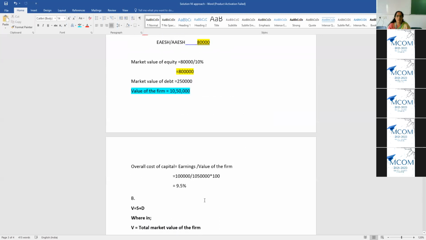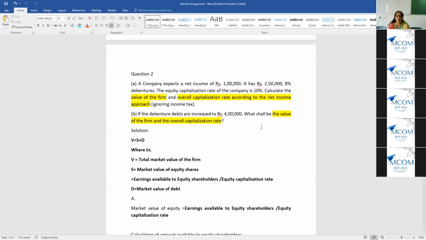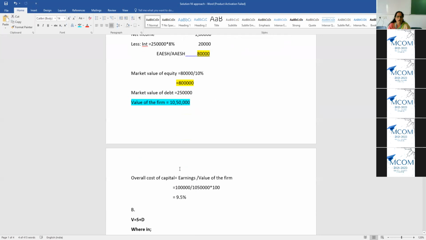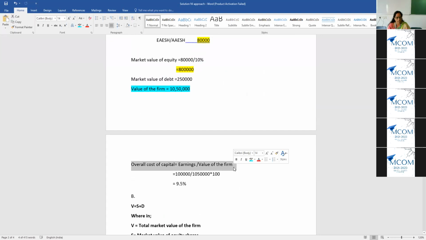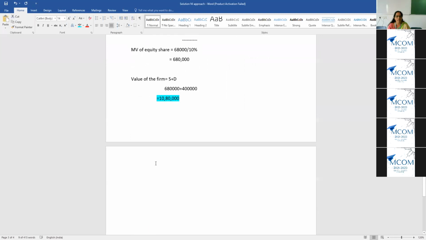And now you are supposed to calculate not only the value of the firm, but also the overall cost of capital. How do you calculate the overall cost of capital? The formula is earnings of the firm divided by the value of the firm. So earnings of the firm, is there any change in the earnings? No, ma'am. 1 lakh divided by?